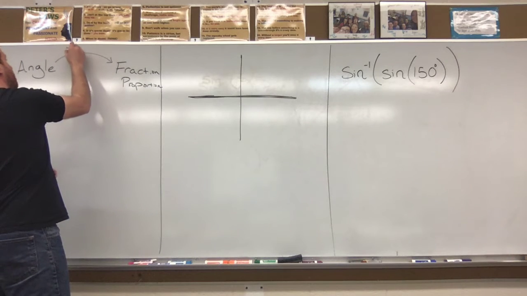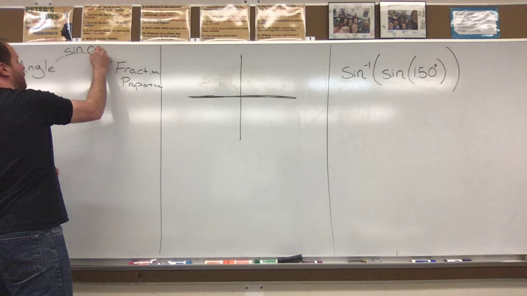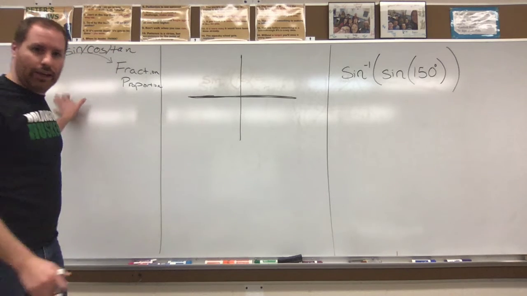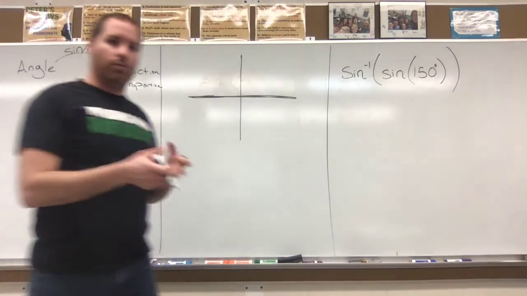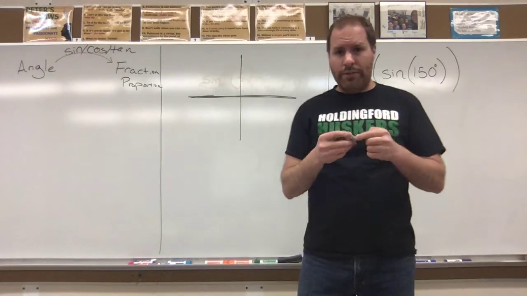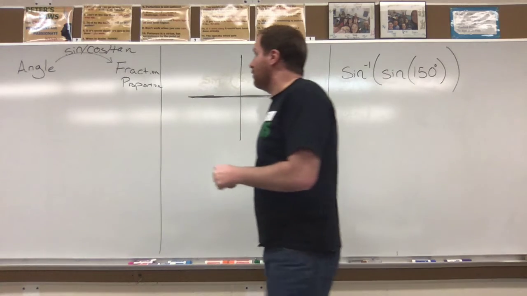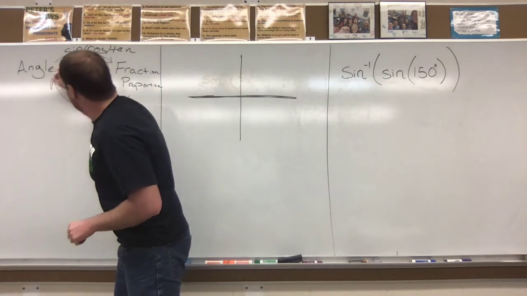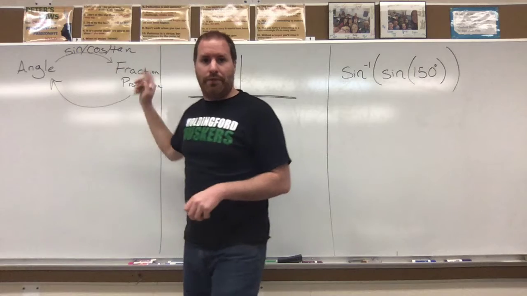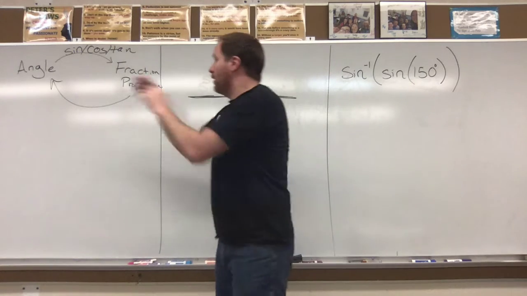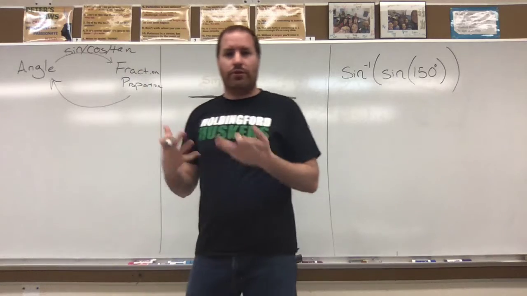So we have our sine and our cosine and our tangent, right? That's what those things do. They take an angle and turn it into a fraction or a proportion. Now what inverses do is they go the inverse direction. Inverse means opposite. So any inverses will take a fraction, a proportion basically, of a triangle and turn it into an angle. That's what they will do, right?